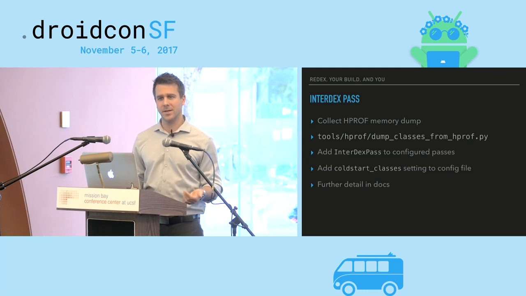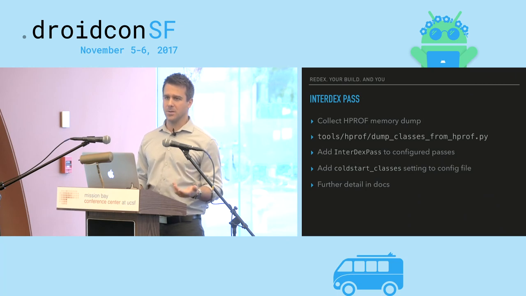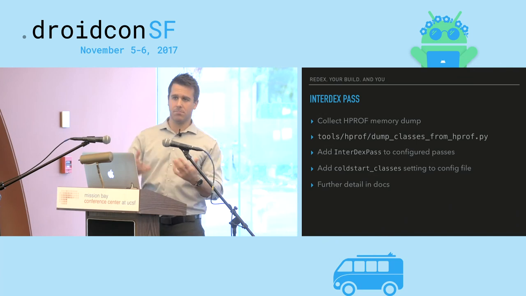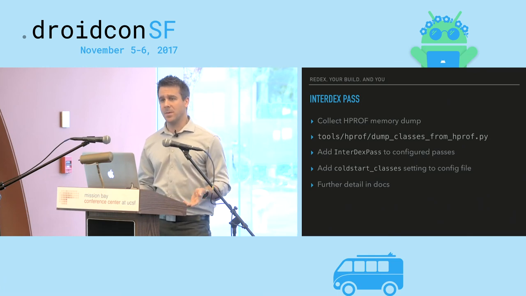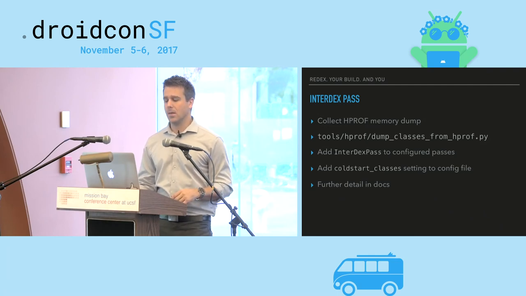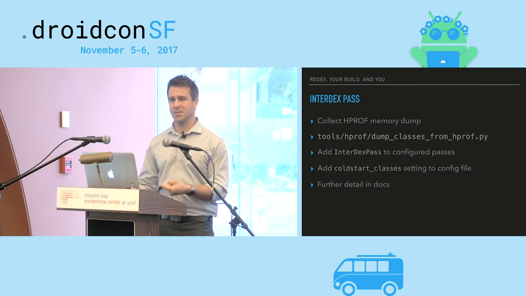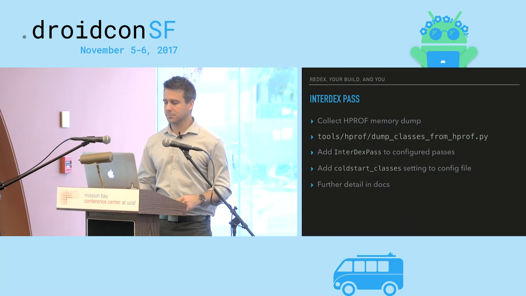The HProf memory dump has some class ordering information in it. Basically, we can look at the list of classes that are loaded, and then it will look at the order in which they were loaded. And then this dump classes from HProf Python script will actually produce an ordering file that Redex can use and put into your next build. You will have to add the interdex pass to your configuration file. It is not set up in the default one because you do need this class ordering file. Once you have it, add the interdex pass, add the cold start classes configuration option, and point it to the actual classes.txt file that this Python script spits out, and then run it again, and poof, off you go.